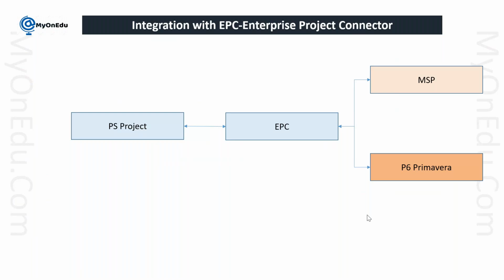Integration with EPC. As I explained in yesterday's session, EPC is the enterprise project connector. This is going to be obsolete in December 2025, and then it will be available only in the cloud solution. We use EPC to integrate between the PS project and MSP or Primavera. You can use this EPC as an interface in between to transfer the data from the PS project to MSP, and from the PS project to P6 Primavera.